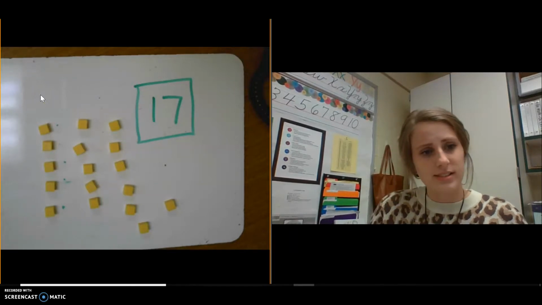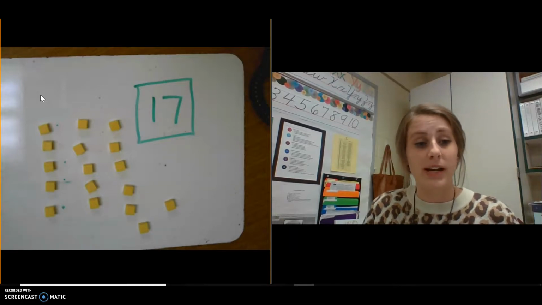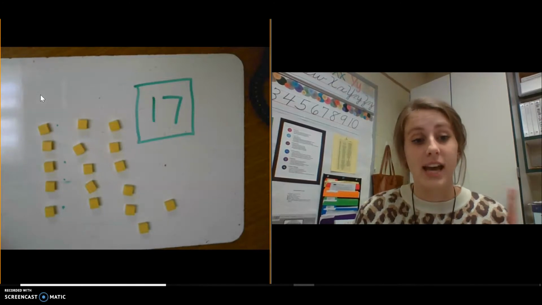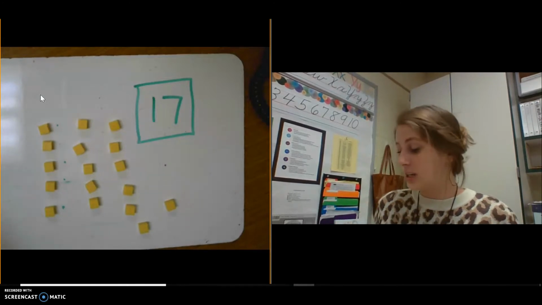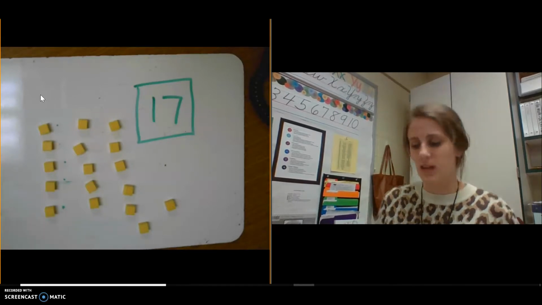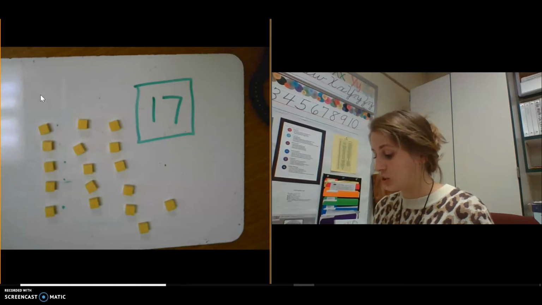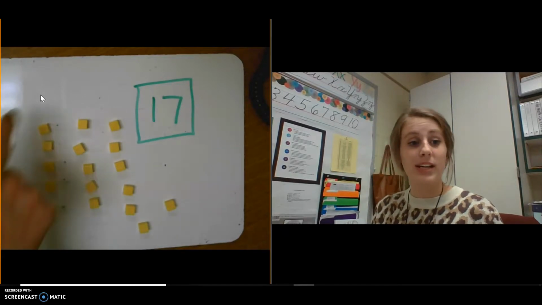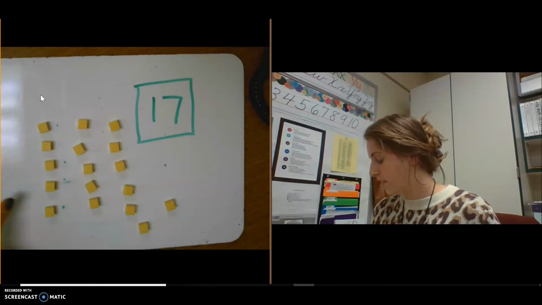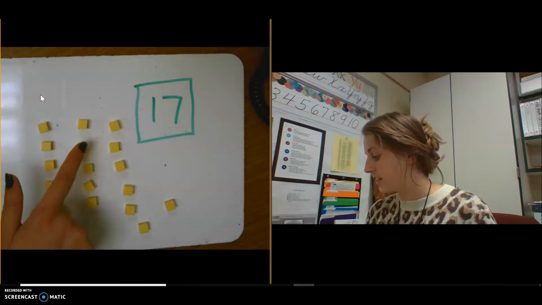Now I also want you to think about it this way. Could I switch this up? How could I switch this up to put one of my 10 sticks in? Because we know that we can combine 10 sticks and ones cubes to equal 17. So how could we do that? One way, well actually the only way to do that is to take away 10. So I'm going to count 10, right? So I'm going to go 1, 2, 3, 4, 5, 6, 7, 8, 9, 10.